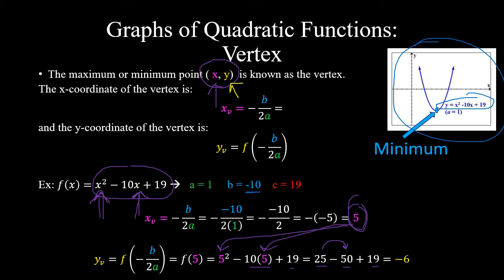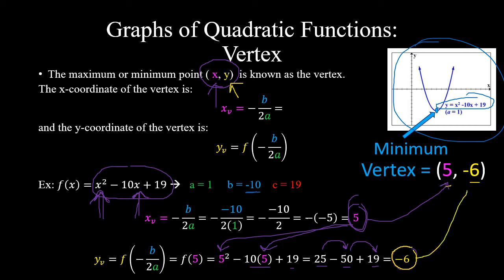25 minus 50 is negative 25. Negative 25 plus 19 is negative 6. So now, you guys, I actually have an x-coordinate and a y-coordinate, which means that I know the vertex. The vertex is going to be the point 5, negative 6. I plug in my 5 for my x-coordinate, and I solved to find negative 6 for my y-coordinate.